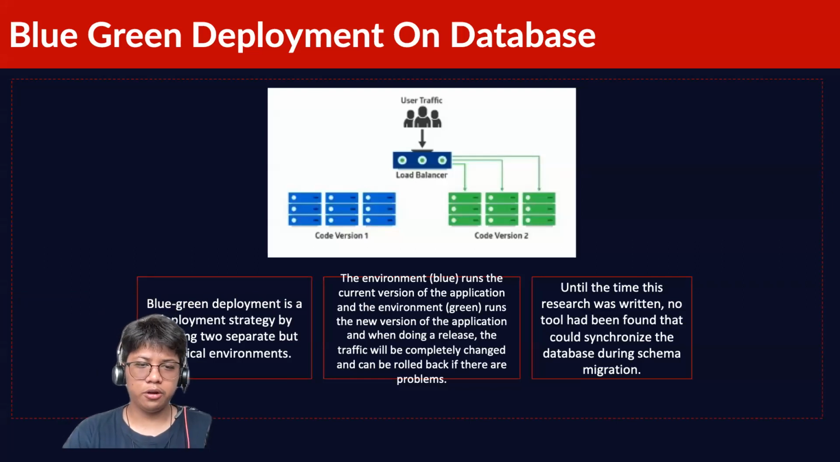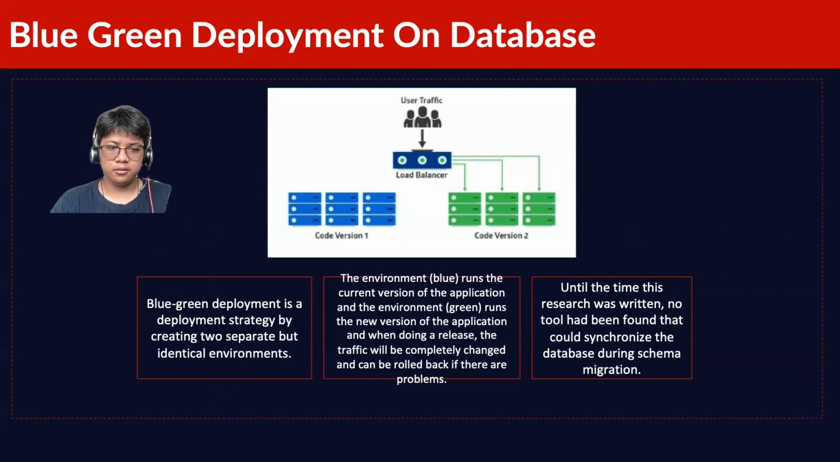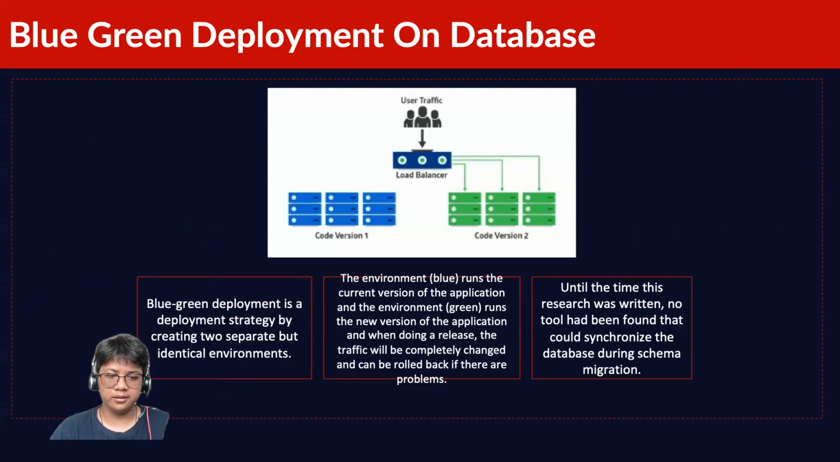So we are going to talk about blue-green deployment on database. What is blue-green deployment? Blue-green deployment is a deployment strategy by creating two separate but identical environments. The blue runs the current version of the application, and the green one runs the new version. When doing a release, the traffic will be completely changed and rolled back if there are problems. How long do we need to monitor? It is based on your business BAU, or business as usual, agreements.